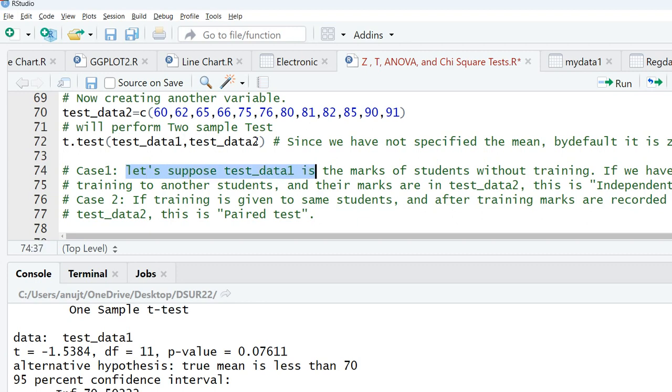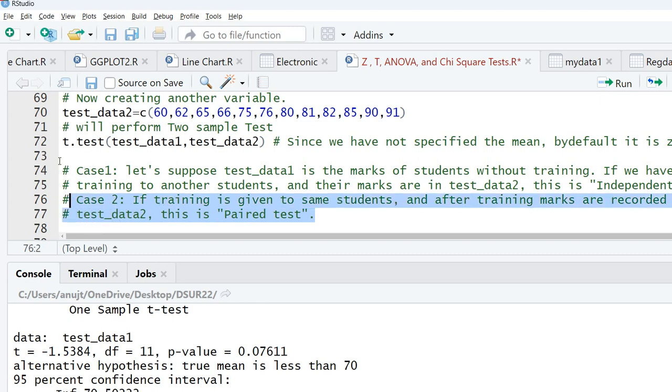Let's suppose test_data_1 is the marks of students without training. We have not provided training to the students and we have taken the test, so these are the marks we observed. If we have given training to other students and their marks are in test_data_2, this will be our independent test. In case 2, if training is given to the same students and the marks after training are recorded in test_data_2, this is a paired test.